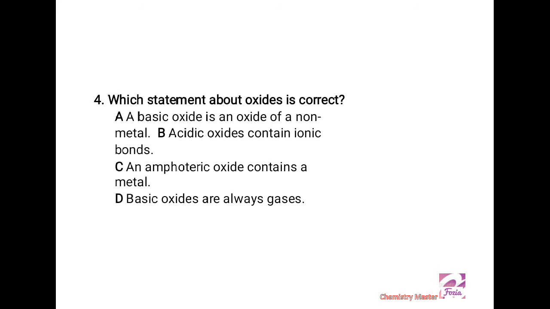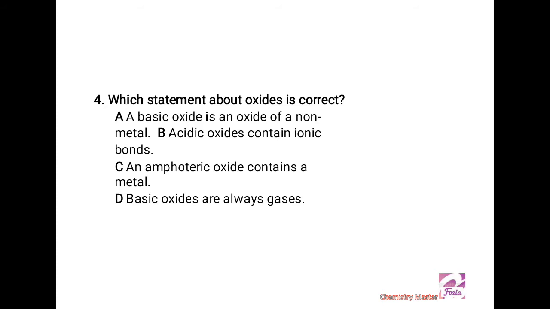C. An amphoteric oxide contains a metal. Yes, it seems quite sensible. We will think about it later on. Now, when we see option D, basic oxides are always gases. No, it is wrong, because basic oxides are solids at room temperature and they are not gases at all. For example, calcium oxide. So when we read option C again, an amphoteric oxide contains a metal.